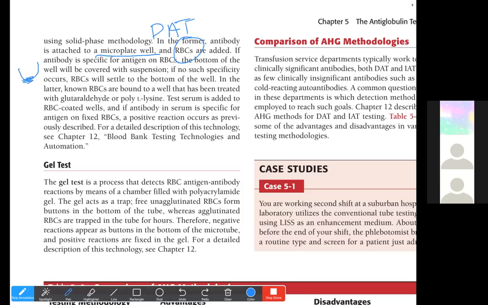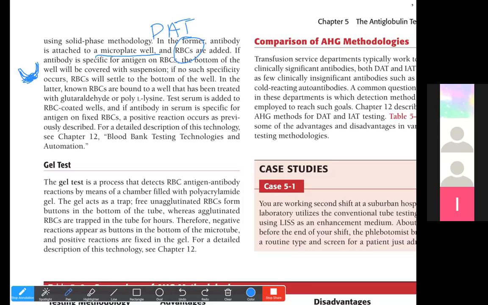And if no such specificity occurs, the RBCs will settle to the bottom of the well. So if they settle to the bottom of the well, then this is not a reaction. If they coat the well, then this means that the antibodies have reacted with the RBC antigens.